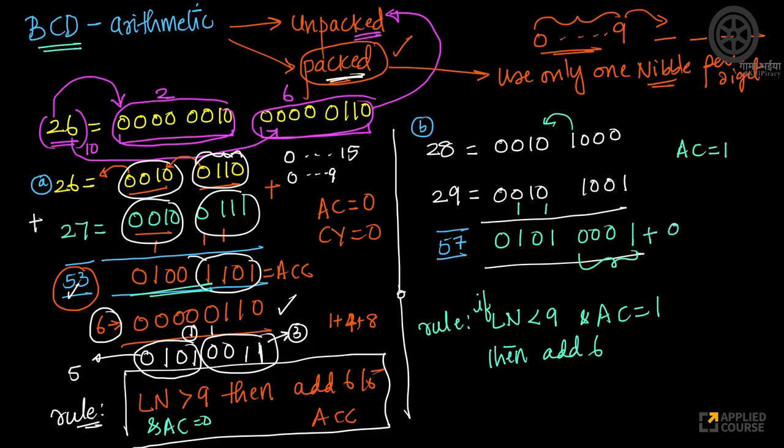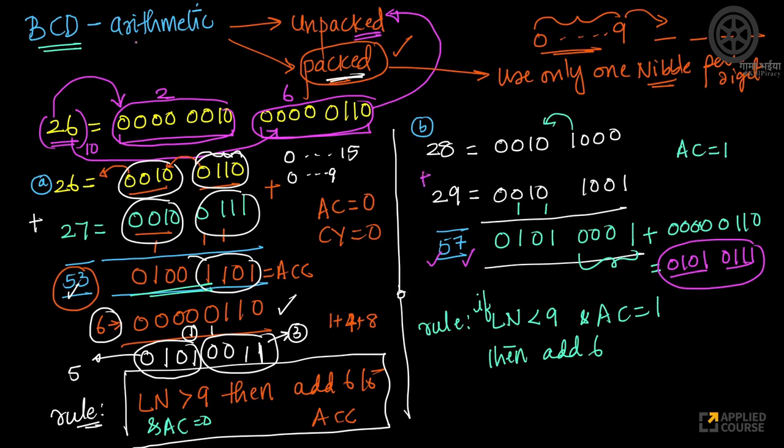What is 6? 0, 0, 0, 0, 0, 1, 1, 0. That's what 6 is. So if I add it, what is the resultant that I'll get here? I'll get 0, 1, 0, 1 followed by 0, 1, 1, 1. Now what is this? This is 5. Perfect. This is 7. So the result that I got is now the packed BCD representation of the addition.